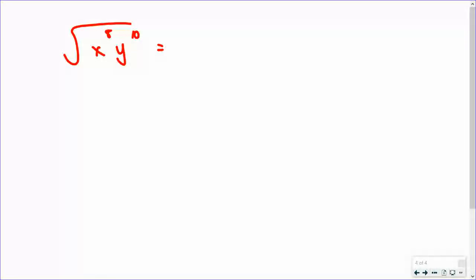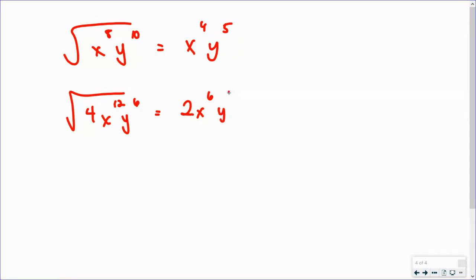Let's put 2 of them. Notice both my exponents are even. As long as those exponents are even, this is a piece of cake. This is x to the 4th, y to the 5th, because 4 times 2 is 8, and 5 times 2 is 10. Let's say that I put a number out in front of here. Square root of that, well, the square root of 4 is 2, and I just divide all the even exponents by 2. So I get there.